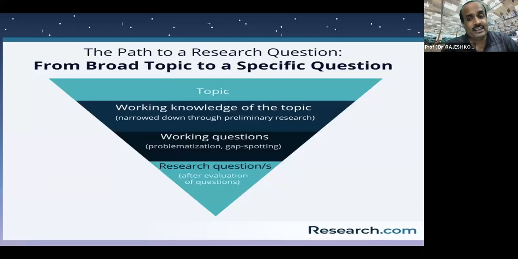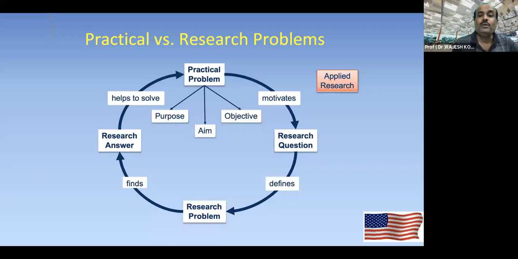So when you frame a research question, you come from a working knowledge of the topic, from a very broad area, then you narrow it down. Then check whether it is practical, find out the gap, then frame the research question, which is very specific. So, broader to very specific. Then in practical things, practical problems, maybe the purpose, aim and objectives motivate you, you can frame the research question, define it, then operationalize the research problem, then find a research answer.